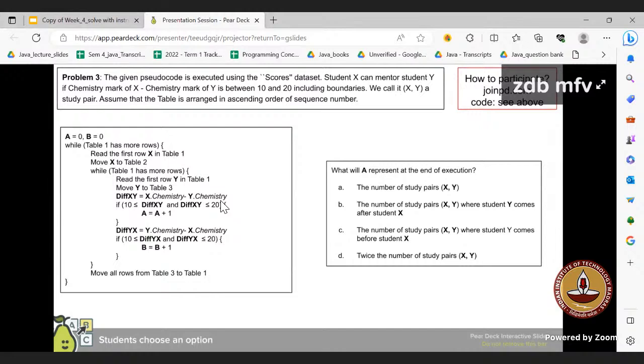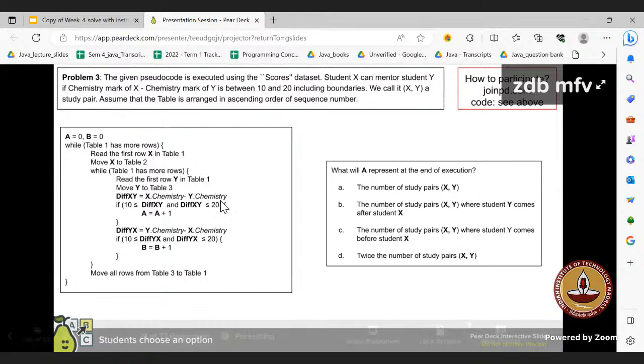Ma'am, here in the second case for B, whatever this if statement is there, whether the same condition will be applicable, like difference yx will be greater than or equal to 10 and less than or equal to 20, or it will be the opposite of that? No, it is the same thing only, no? But you are subtracting y chemistry marks minus x dot chemistry marks.